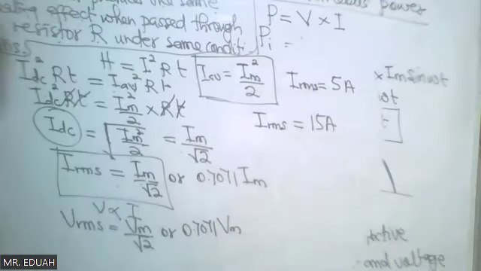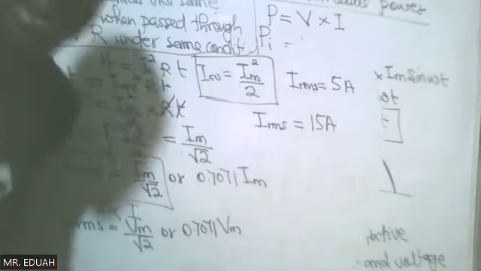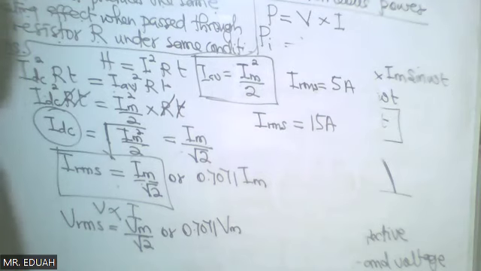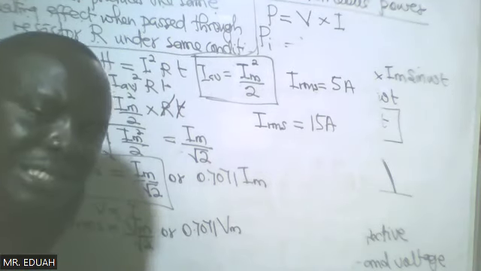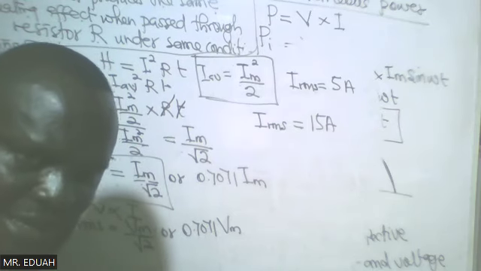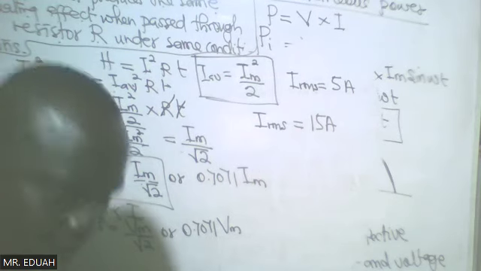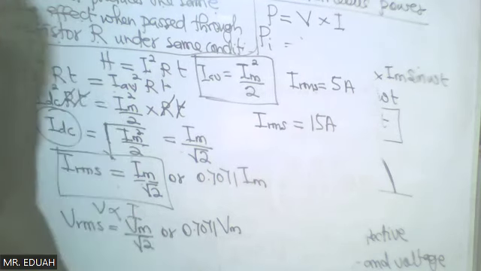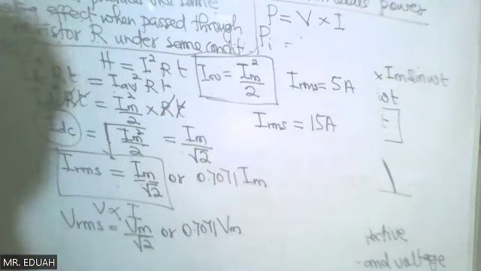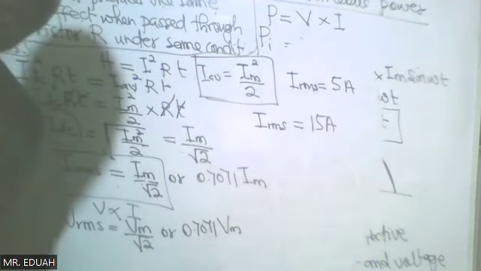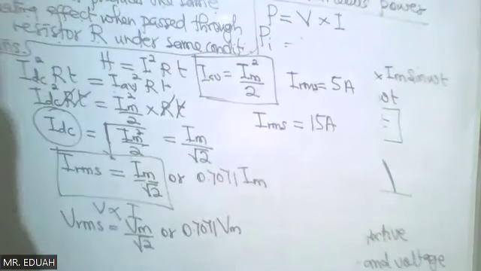Okay. IRMS is the equivalent direct current that produces the same heating effect as the alternating current through a resistor, under the same condition. So if you give me an IRMS value, it means that equivalent DC, which will produce the same heating effect as the AC through a resistor R under the same condition. So Deborah and Co, this is how you explain it, okay?